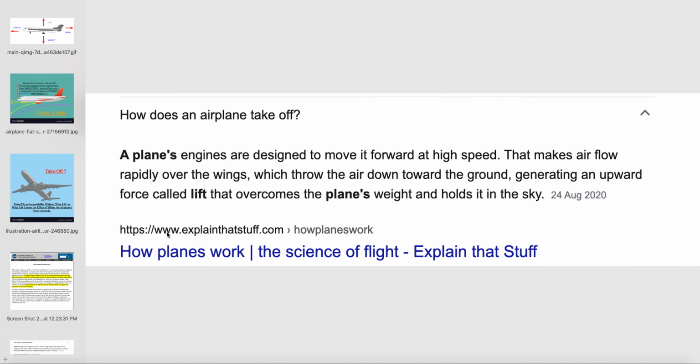So, basics of this, right? How does an airplane take off? Just keep it basic. A plane's engines are designed to move it forward at high speed. That makes air flow rapidly over the wings, which throw the air down toward the ground, generating an upward force called lift that overcomes the plane's weight and holds it in the sky. There's the basics of what actually happens.